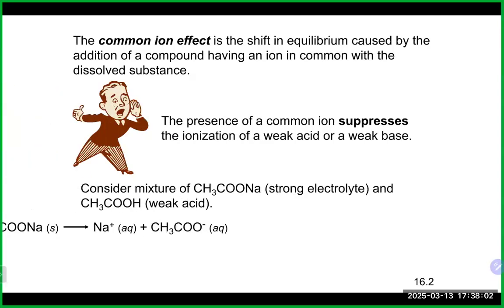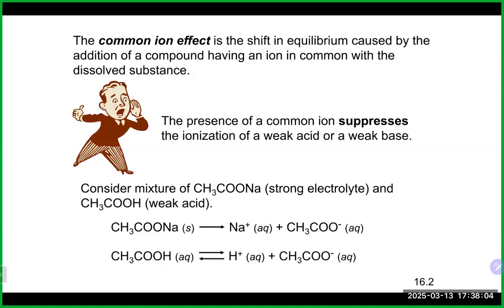So the first idea that we're going to talk about is what is known as the common ion effect. The common ion effect is a shift in equilibrium that is caused by having, pretty much what it sounds like, a common ion present. And the common ion typically will suppress the ionization of a weak acid or a weak base.